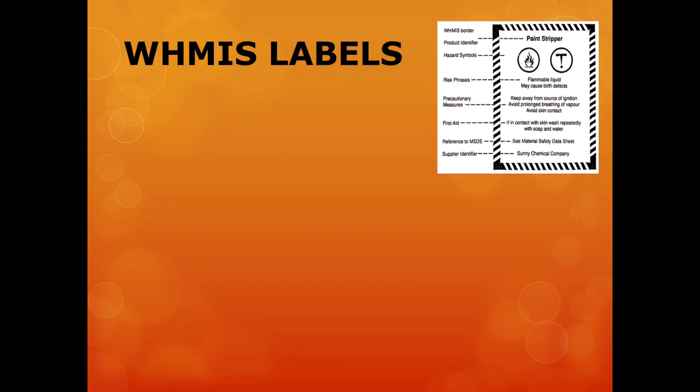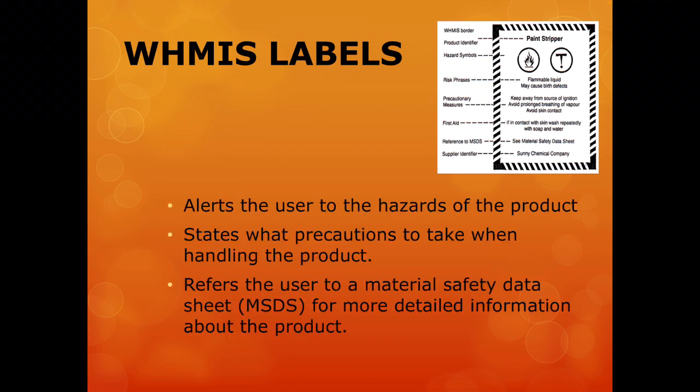So WHMIS labels alert the user to the hazards of the product. They state what procedures to take when handling the product, and they refer the user to a material safety data sheet, also known as MSDS, for more detailed information about the product.